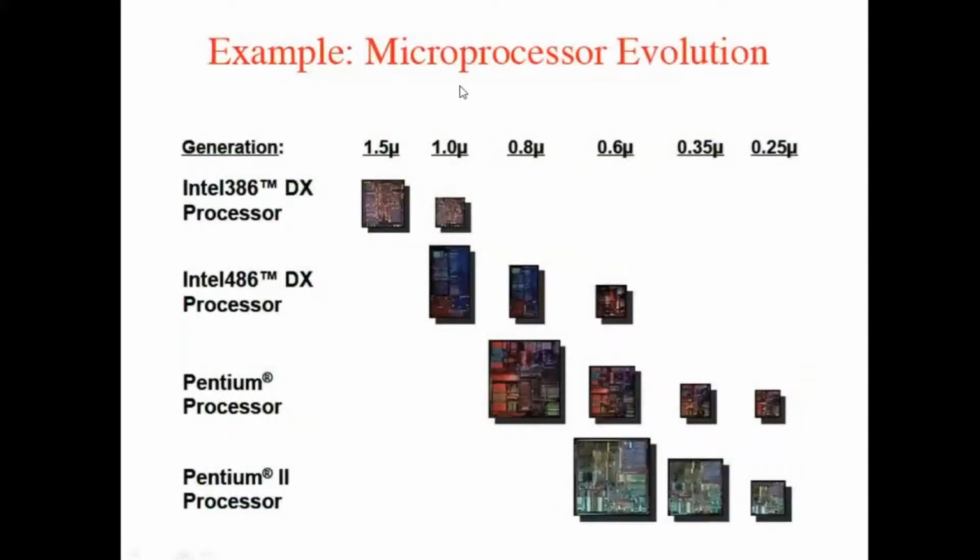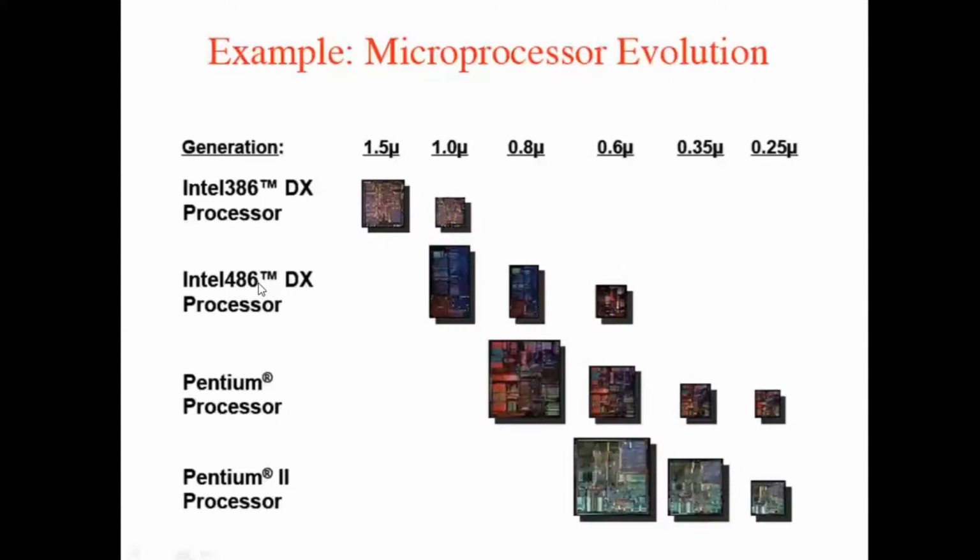It's an example of how microprocessors have evolved over a period of time. The Intel 386 processor was initially made at a technology node of 1.5 micrometer, and this was the size of that processor. The same processor was then manufactured at 1.0 micrometer technology node, and the size of the processor reduced, as we can see here.